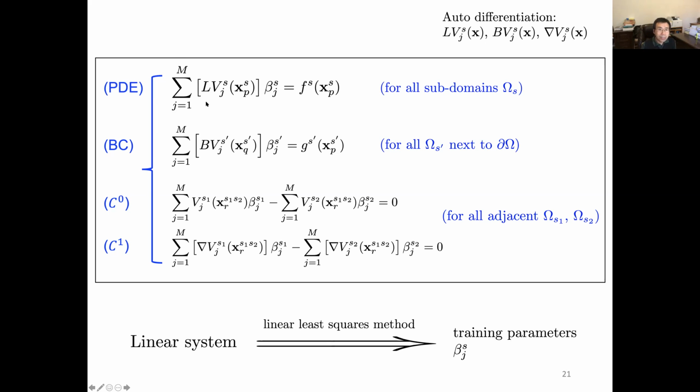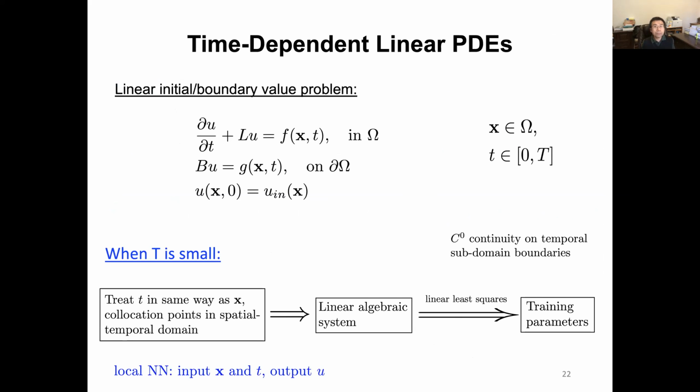Now, there are a number of differential operators involved here. They can be computed based on the auto differentiation of the neural network. This is not a square linear system, so we use the linear least squares method to find the value of the training parameters, or the expansion coefficients, or the output layer coefficients.